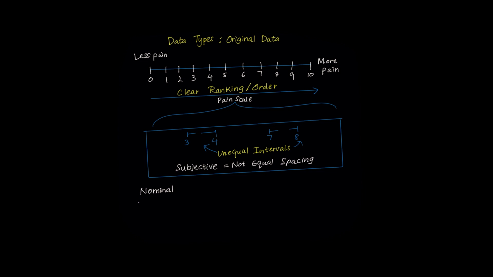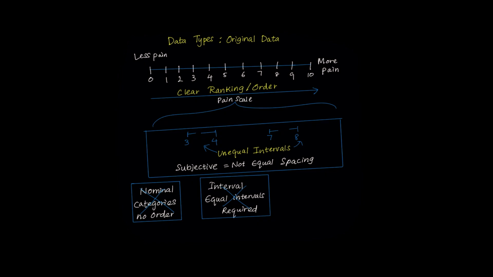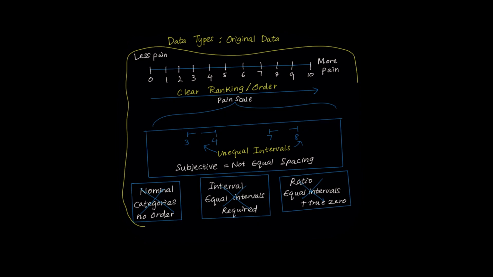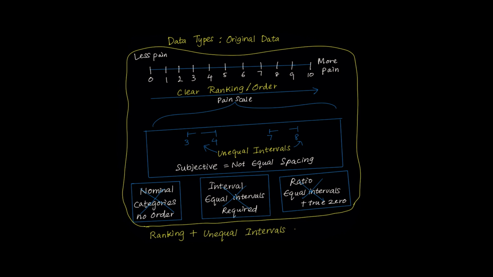Nominal data would be categories without any order, like naming different pain locations such as head, back, or knee. Interval data requires perfectly equal intervals between all values, which we don't have with subjective pain ratings. Ratio data needs both equal intervals and a true zero, and while zero pain might seem like a true zero, the subjective nature and unequal intervals mean it doesn't qualify as ratio data. Pain scales, satisfaction surveys, and stage of disease classifications are all classic examples of ordinal data.